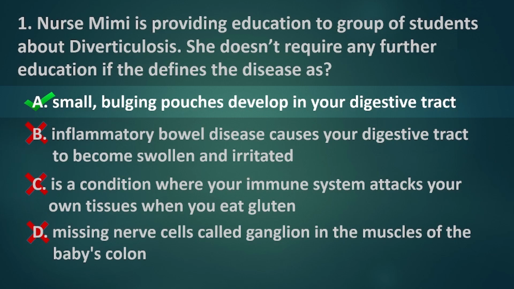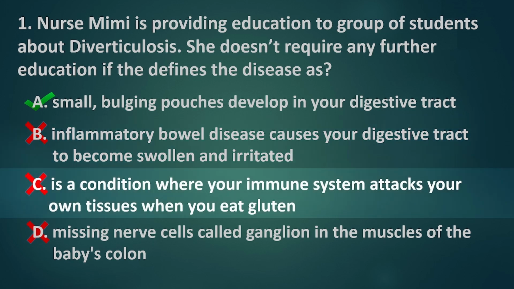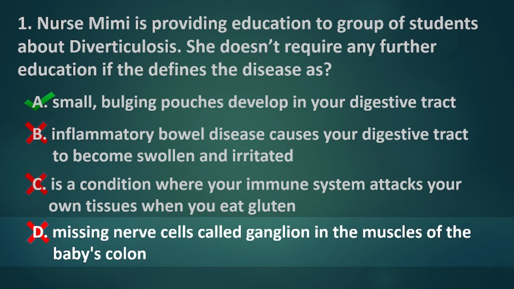bowel movement. Inflammatory bowel disease, which causes your digestive tract to become swollen and irritated, is known as Crohn's disease. A condition where your immune system attacks your own tissues when you eat gluten is known as celiac disease. Missing nerve cells called ganglion in the muscles of the baby's colon is known as Hirschsprung's disease.